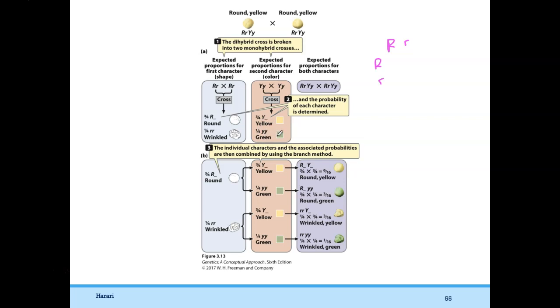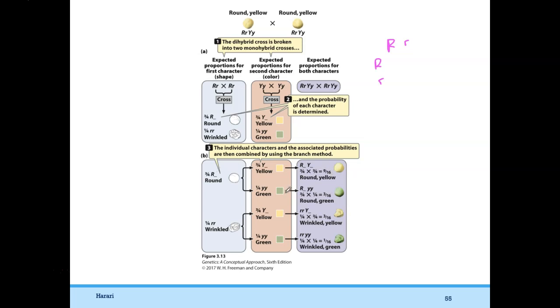You can then multiply. Again, you will not have to do this for the exam, but instead of making a big dihybrid square with 16 boxes, you can multiply the 2 probabilities. So what is the chance of getting a round yellow pea? Well, we know that 3/4 will be round, and 3/4 will be yellow. 3/4 times 3/4 is 9/16. That's our ratio. That's the magic number from the ratio.